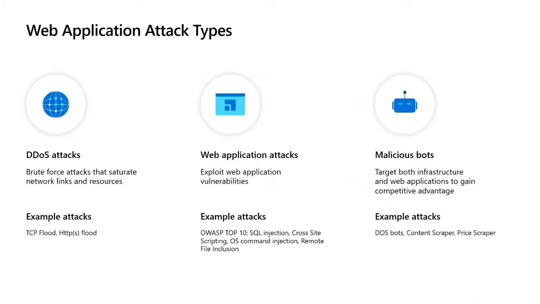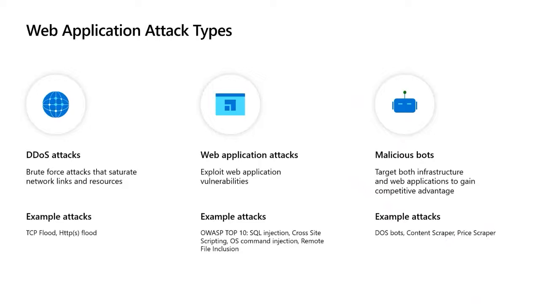In the digital age, web applications are the gateway to our data, services, and operations. As such, they are prime targets for a variety of cyber threats. To safeguard our digital assets, understanding and mitigating web application attacks is paramount. So we'll start with DDoS attacks. Distributed denial of service, or DDoS, attacks aim to overwhelm web applications at multiple layers. Layer 3 and 4 attacks target network infrastructure, while Layer 7 attacks, also known as application layer attacks, target the very heart of our web services.